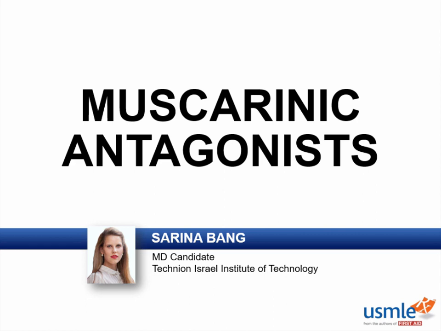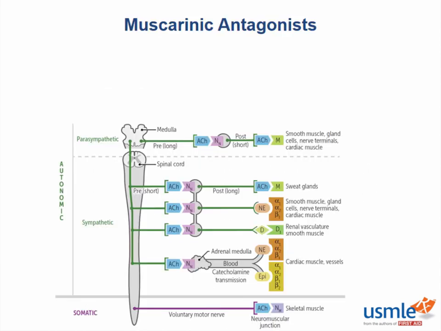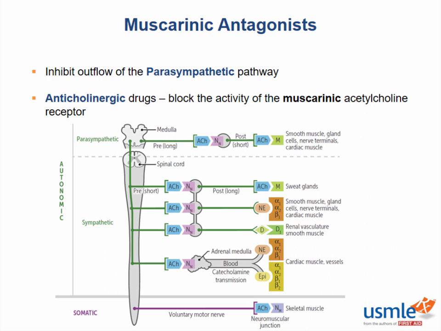Muscarinic antagonists. Muscarinic antagonists are drugs that usually inhibit the outflow of the parasympathetic pathway. They are also called anticholinergic drugs because they block the activity of the muscarinic acetylcholine receptor.